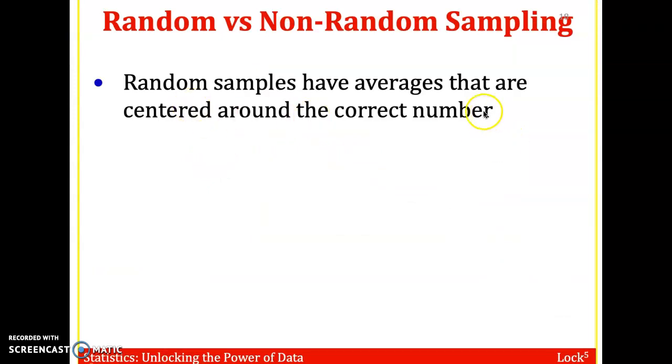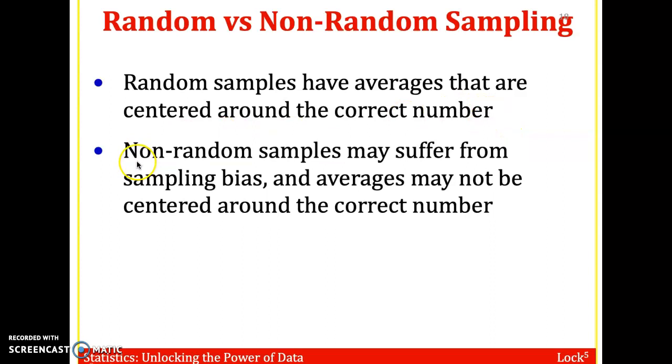And random samples have averages that tend to be centered on the correct number. Non-random samples may suffer from sampling bias.